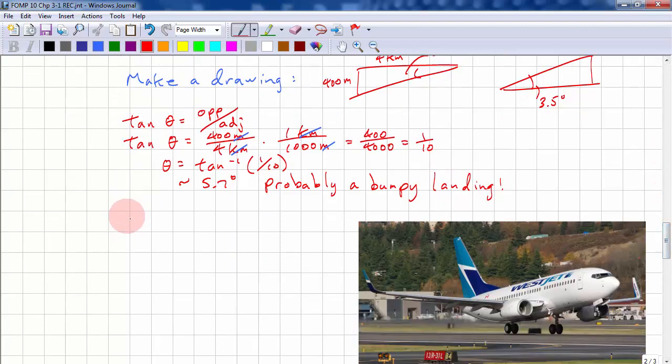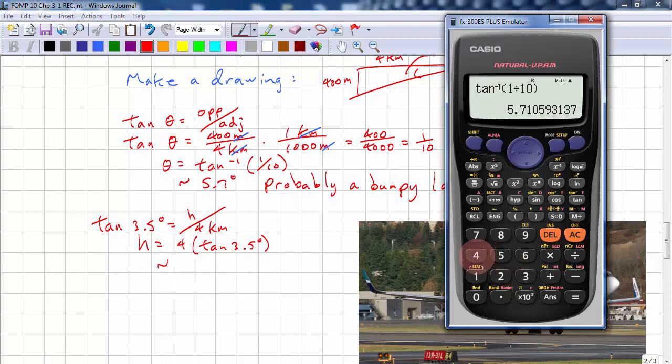Okay, so what height does it need to be at? So tan 3.5 degrees equals opposite. We're looking for the opposite, and this is over 4 kilometers. So h equals 4 times tan 3.5 degrees. So we get that. We calculate it, 4 times tan 3.5, and we get 0.244.